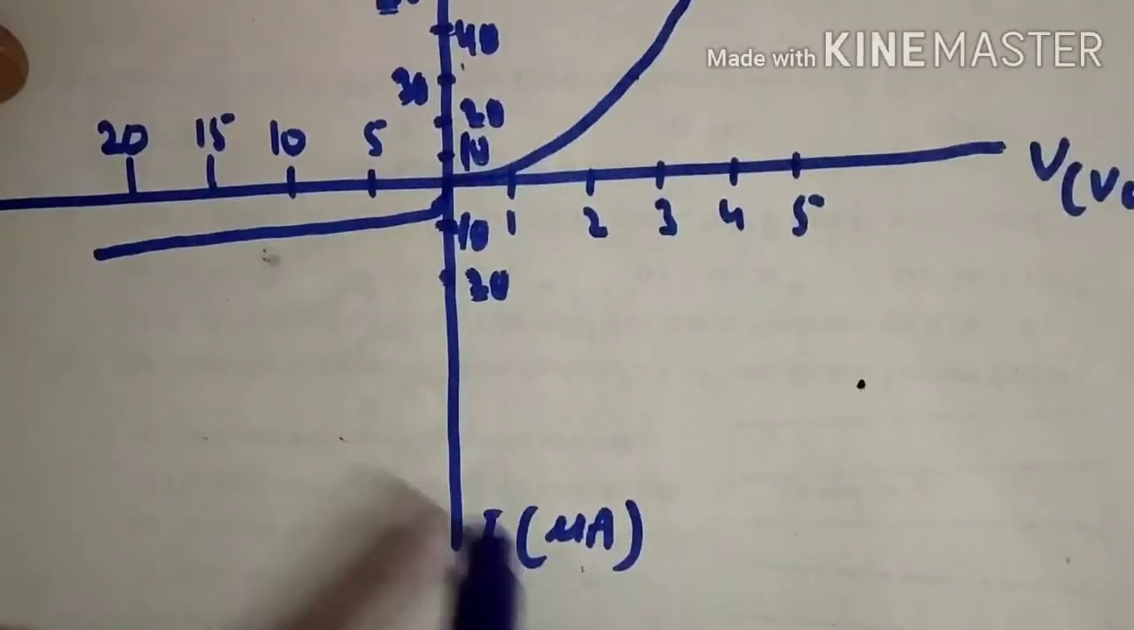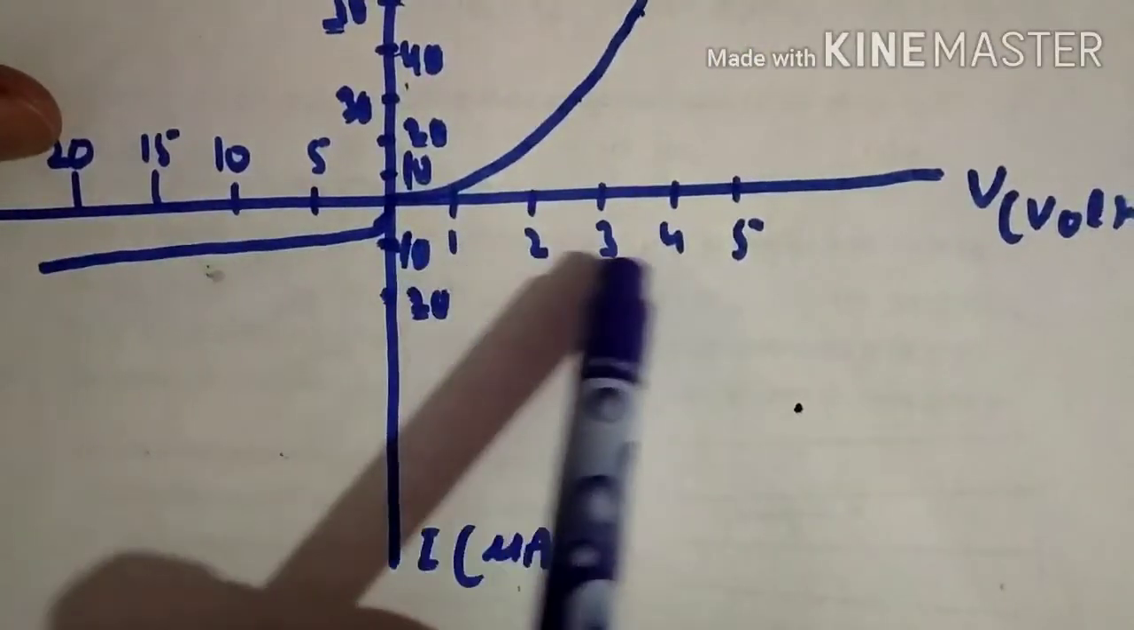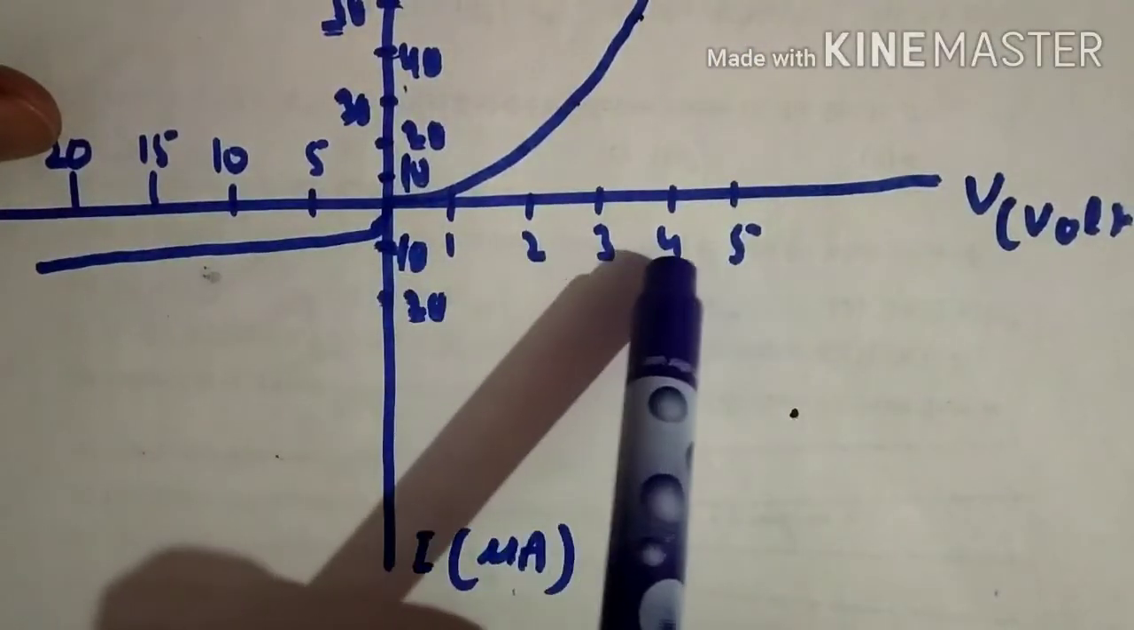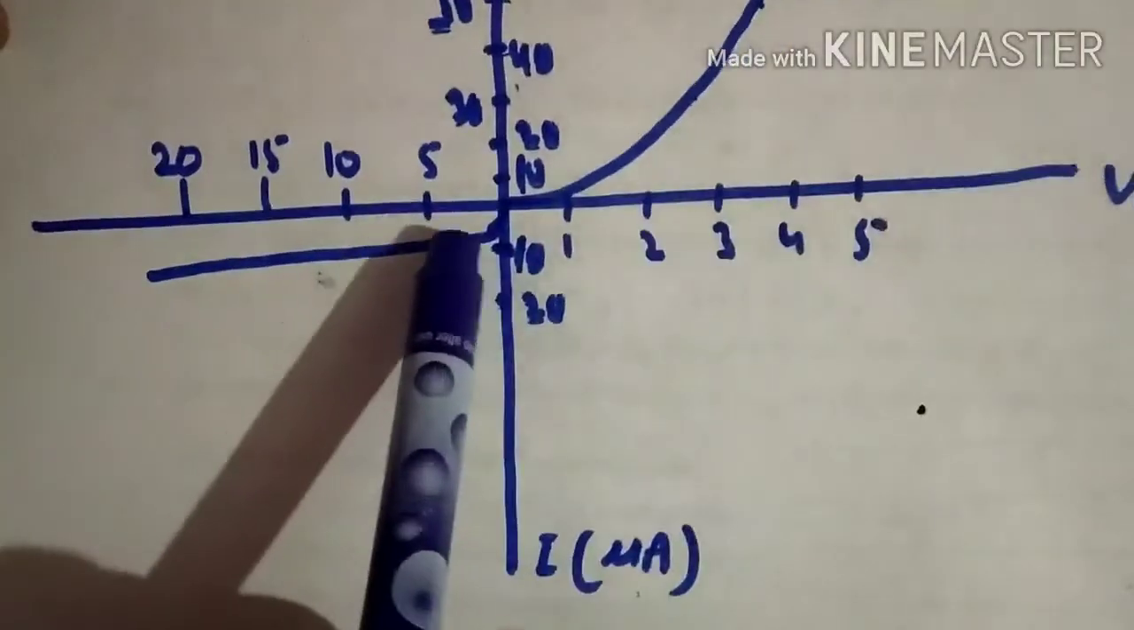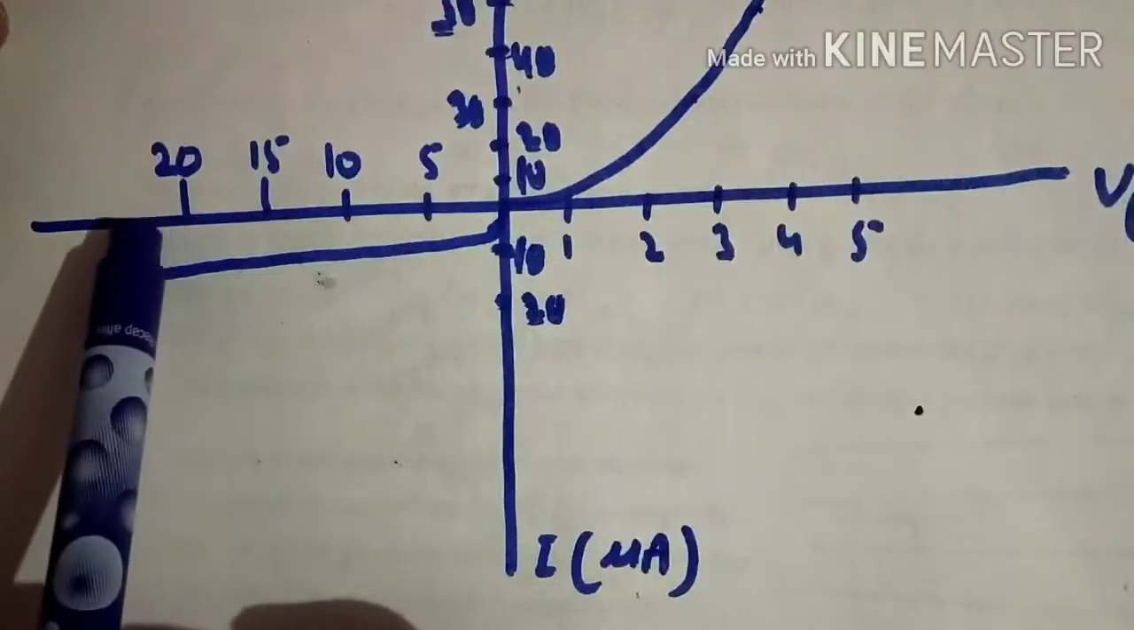So microampere is the current. On the x-axis I am representing voltage. This is the forward voltage, 1 volt, 2 volt, 3 volt, 4 volt, 5 volt, and this is the reverse voltage, 5 volt, 10 volt, 15 volt and 20 volt.